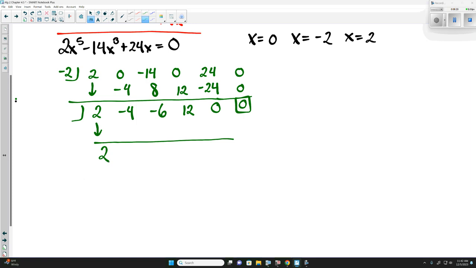We did have another solution. Which one do we want to do next? And we repeat the process. 2 times 2 is 4. -4 plus 4 is 0. 2 times 0 is 0, -6 plus 0 is -6. 2 times -6 is -12. 12 plus -12 is 0. 2 times 0 is 0. And 0 plus 0 is 0.